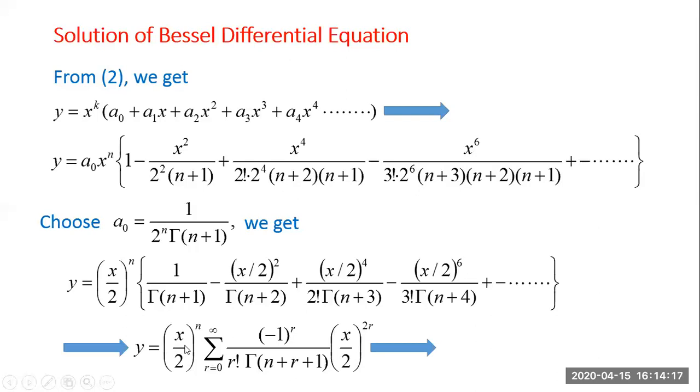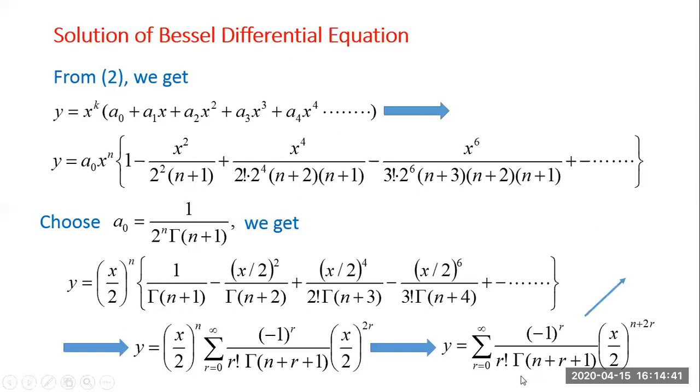Now let me take x by 2 to the power n inside. So I get x by 2 to the power n into x by 2 to the power 2r becomes x by 2 to the power n plus 2r. So what we got now is the solution of Bessel's equation. We got a solution by taking k is equal to n as a first case. So we denote this sum or this solution by Jn of x, J suffix n of x. So this solution or this sum is denoted by Jn of x.